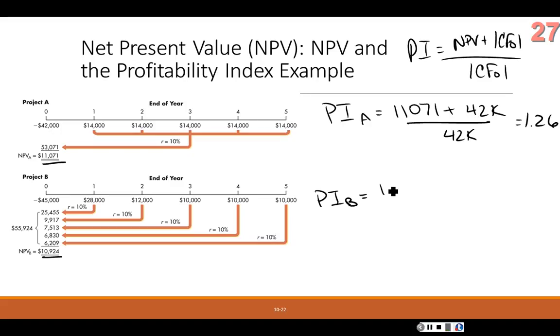Profitability index of project B is the net present value, 10,924, plus the cost of 45,000 over the cost of 45,000 to give you a profitability index of 1.24. So again, the rule is, if these are independent, you accept projects with a profitability index greater than 1. You can also use the profitability index to rank projects. So we would accept a project with the highest profitability index if they were mutually exclusive. So if we could only pick one of the two, we would accept the project with the highest profitability index, which is project A. Again, this is the same conclusion we got with net present value.